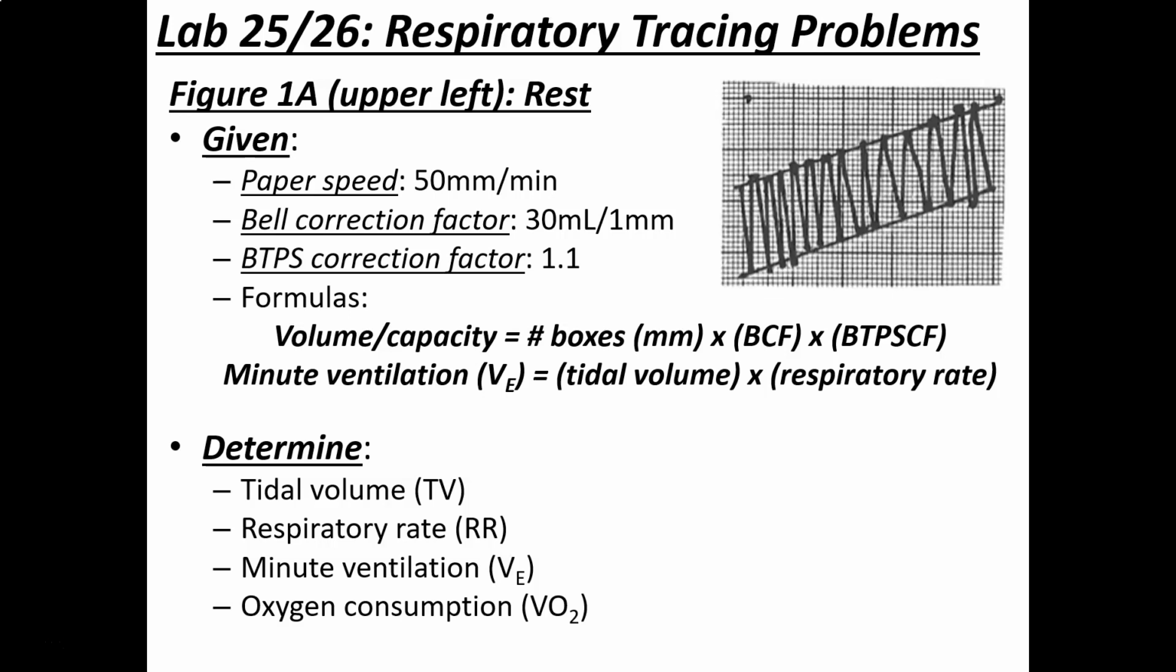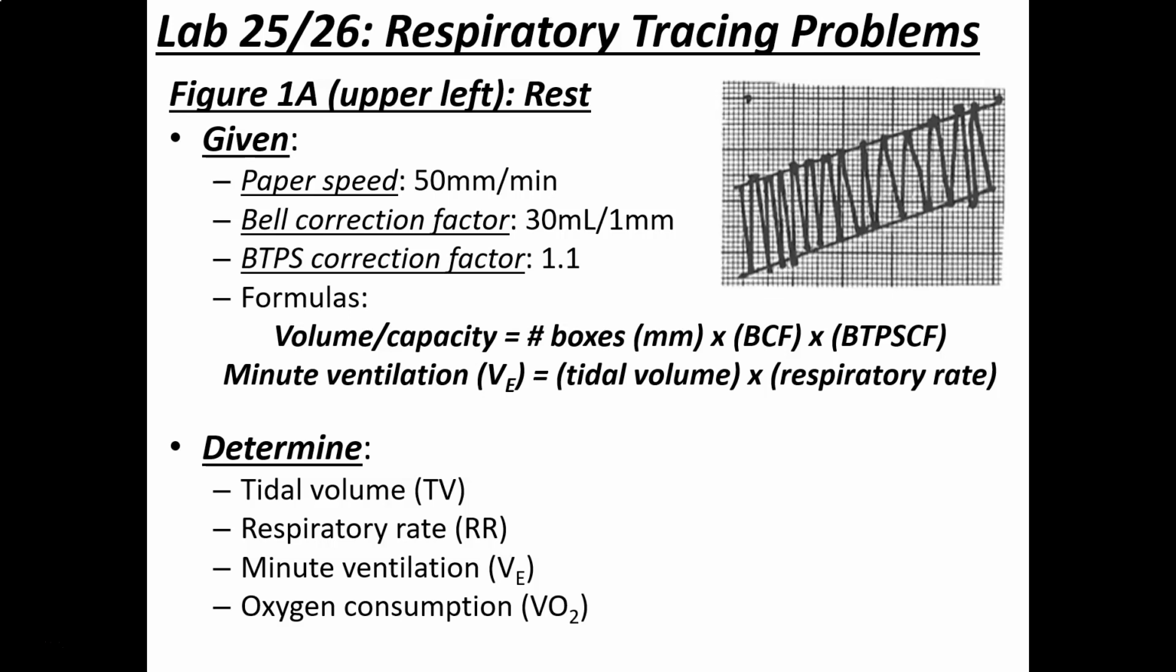That's not a great assumption at rest. You actually make a little more of one than the other at rest, and at exercise, you make more CO2 than you use oxygen, and at rest, you use more oxygen than you make CO2. But it depends on a couple other things in your body. And really, assuming it's a 1-to-1 ratio is not so bad.